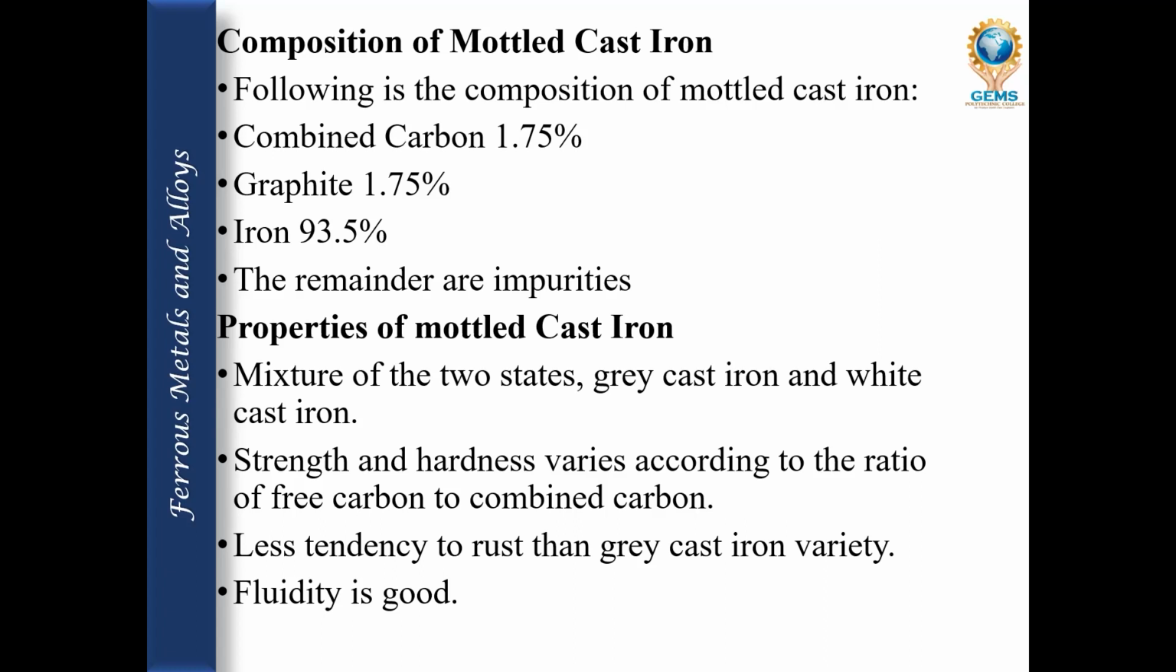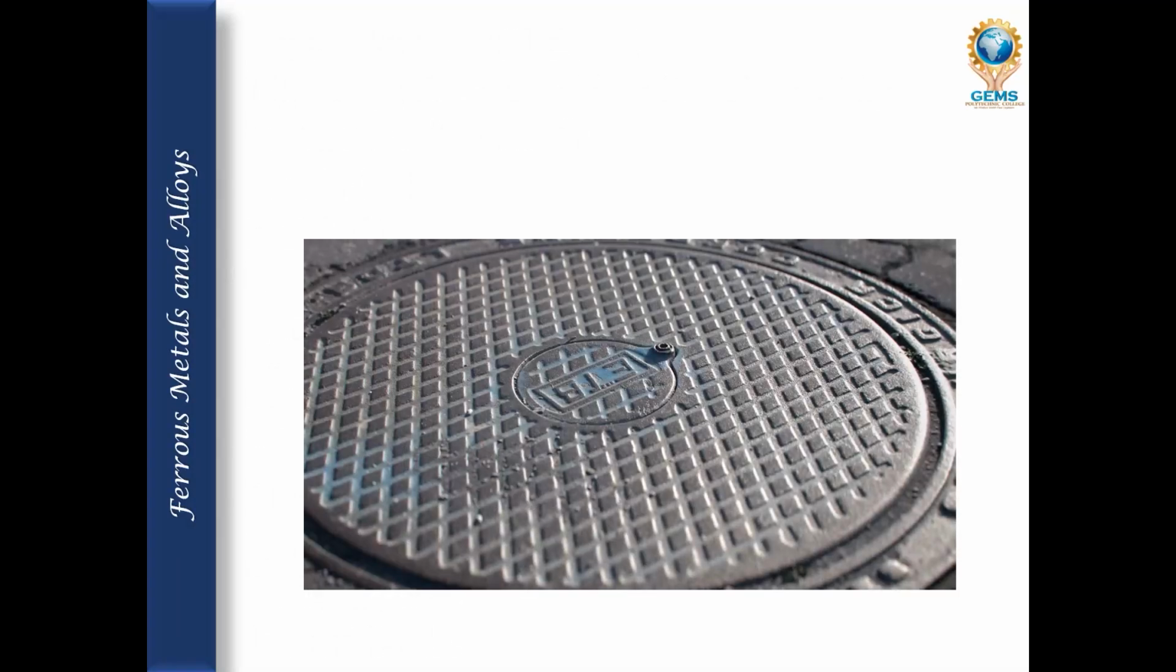So that is one of the good properties, I would say, and it's very hard and brittle. So the property of this mottled cast iron is it is very hard and it is brittle. That means it can be easily broken. It is a breakable thing, and it is very hard actually. So the strength would be more and the toughness would be more, because it is hard, so the tensile strength would be more, and the brittleness also is there.